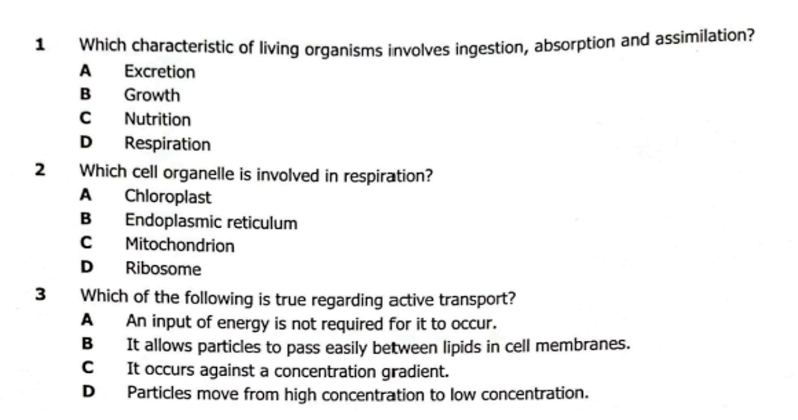Question 1. Which characteristic of living organisms involves ingestion, absorption and assimilation? A. Excretion. B. Growth. C. Nutrition. D. Respiration. The correct answer here is C. Nutrition. Question 2. Which cell organelle is involved in respiration?